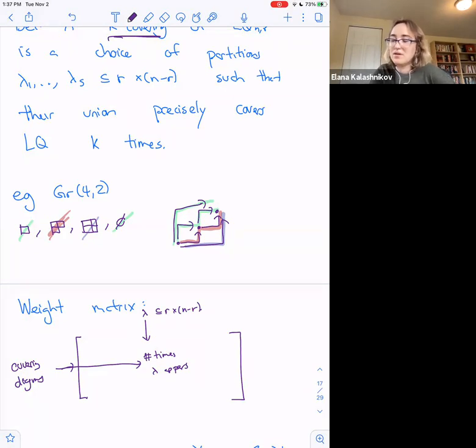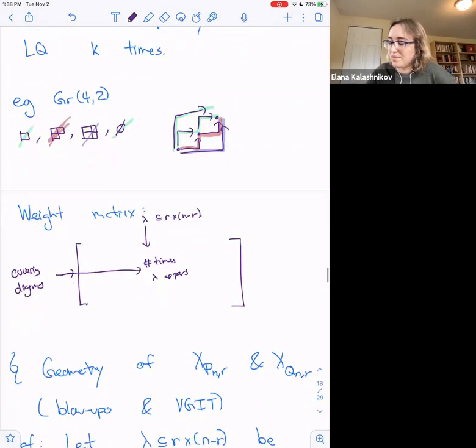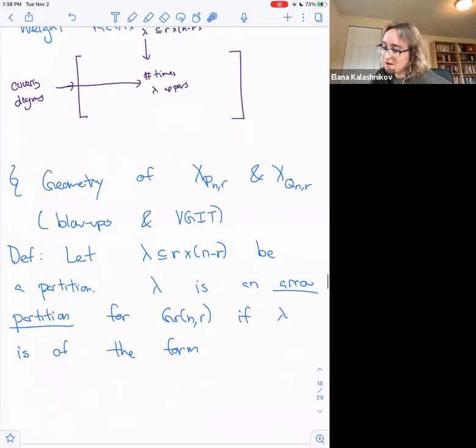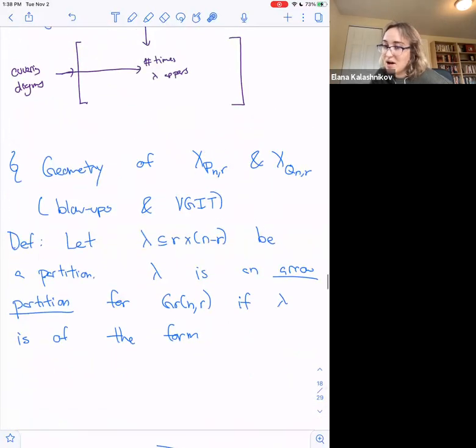So now we've gone over how you obtain X_{P_{n,r}}, how you write down the polytopes of P_{n,r} and its primitive dual. So P_{n,r} was the Gelfand-Tsetlin toric degeneration, and we've also talked about the weights. And now we can use the combinatorics to say something about the geometry, and this is where we're going to see the blowups and the variation of GIT that I mentioned at the beginning of my talk. So we need one more definition before I can tell you what's going on.